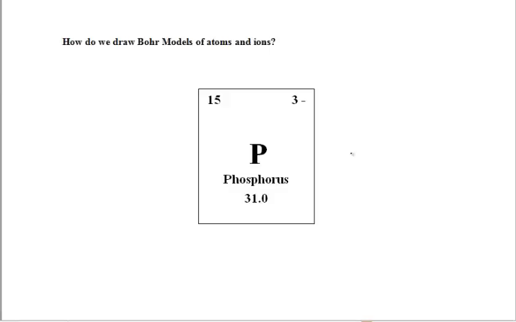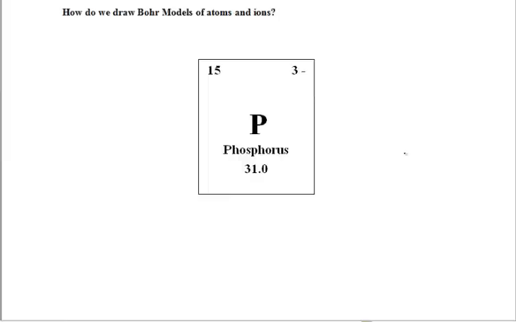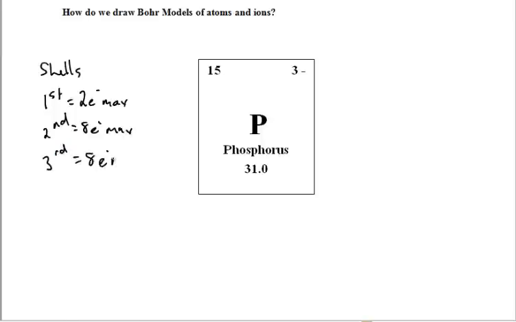So how do we draw Bohr models of atoms and ions? To do this, we have to remember the basic rule of shells. First equals 2 electrons max. Second equals 8 electrons max. Third equals 8 electrons max.